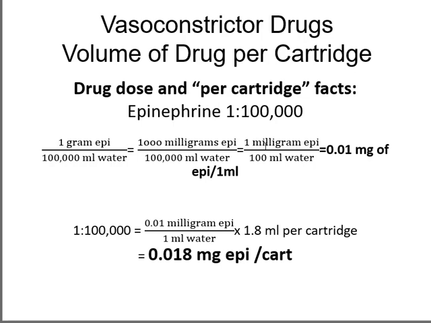And remember, our cartridges are only 1.8 milliliters. So we divide again the 100 into the 1, and we get 0.01 milligrams of epinephrine per 1 milliliter of water. But our cartridges are not 1 milliliter, they're 1.8, sometimes 1.7. So then what you need to do is take that 0.01 milligrams of epinephrine over 1 milliliter of water, multiply it by 1.8 milliliters per cartridge to get to 0.018 milligrams of epinephrine per cartridge.